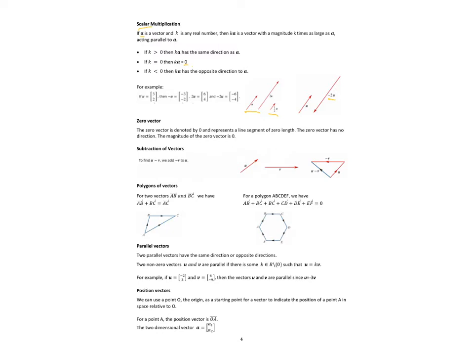The zero vector is denoted by 0 and represents a line segment of 0 length that has no direction, no magnitude. Now if we come on to subtraction, if we want to subtract vectors, we actually add the negative. So here's my vector u. If I want to add v, I would go that way. But if I want to subtract v, I come back the opposite direction, which is what I've done over here.